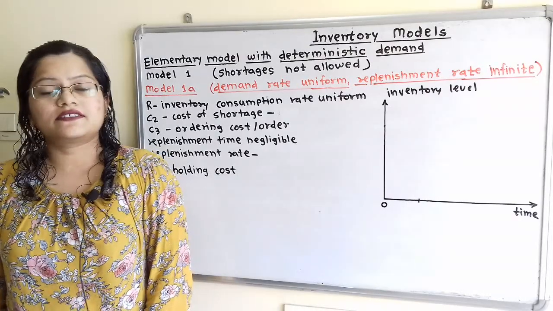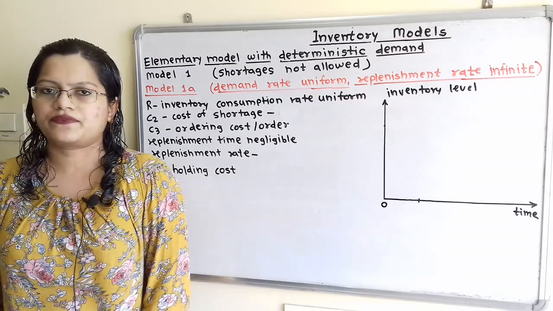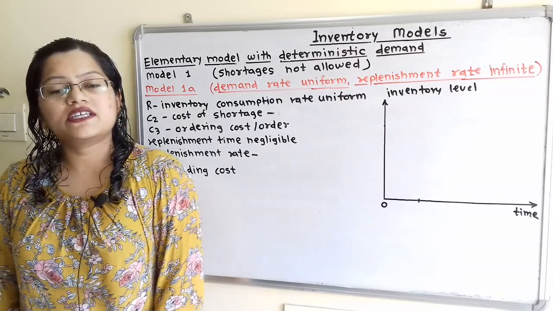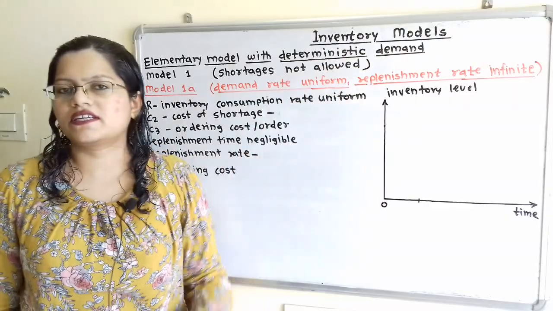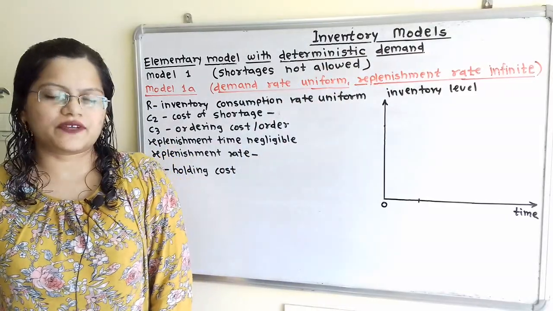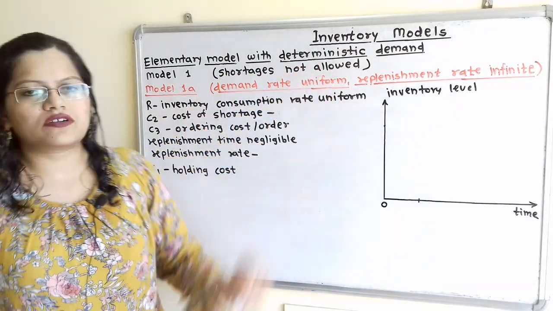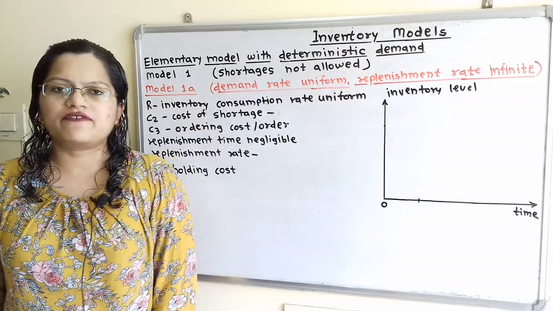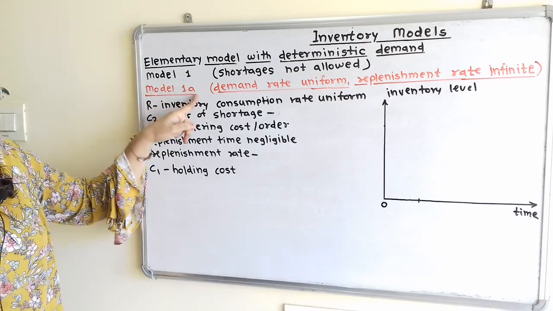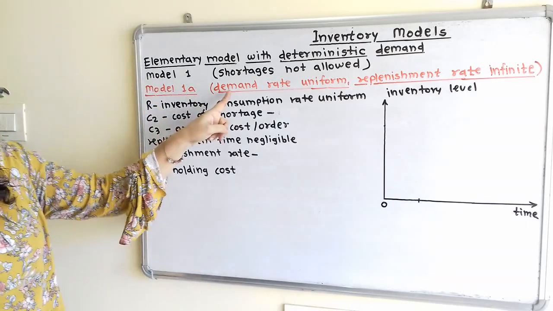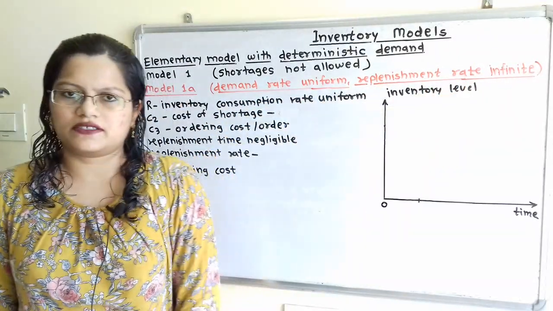Let us understand some important formulae related to inventory model 1A. Inventory model 1 is under the category of elementary model with deterministic demand. That means demand is fixed. And for this inventory model 1, shortages are not allowed. Now, a subtype of model 1 is inventory model 1A. For this model 1A, demand rate is uniform, replenishment rate is infinite.